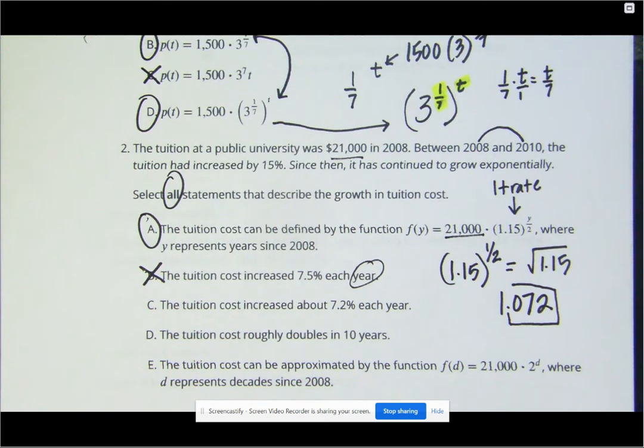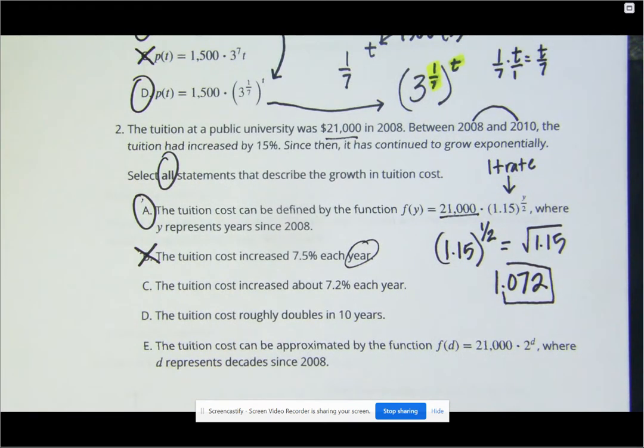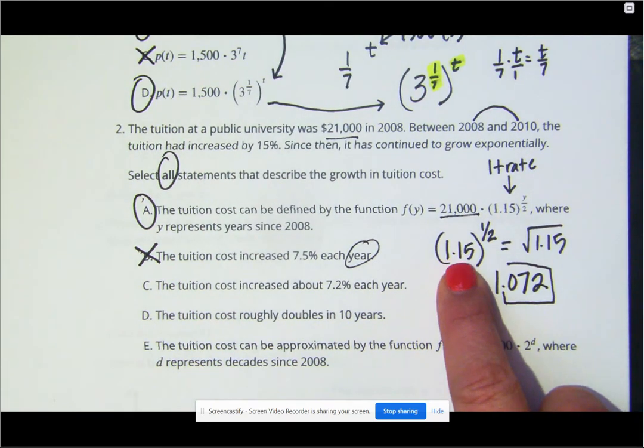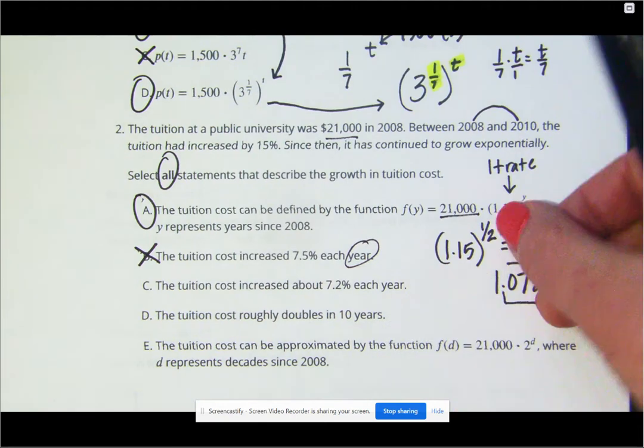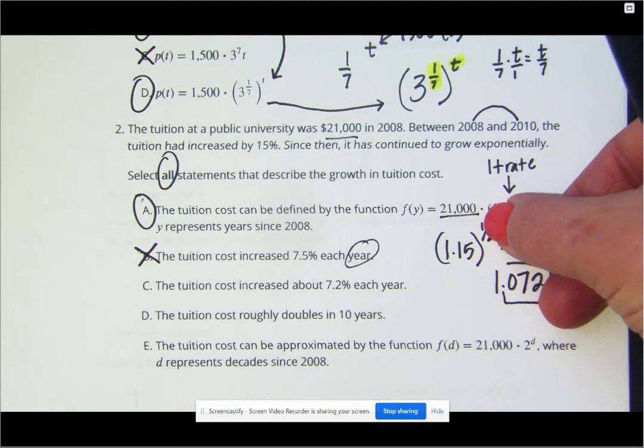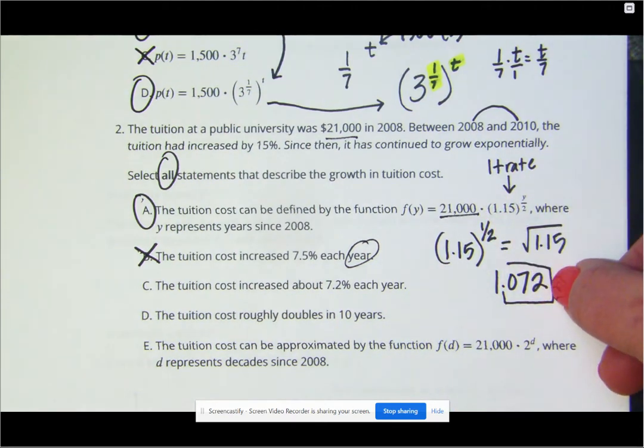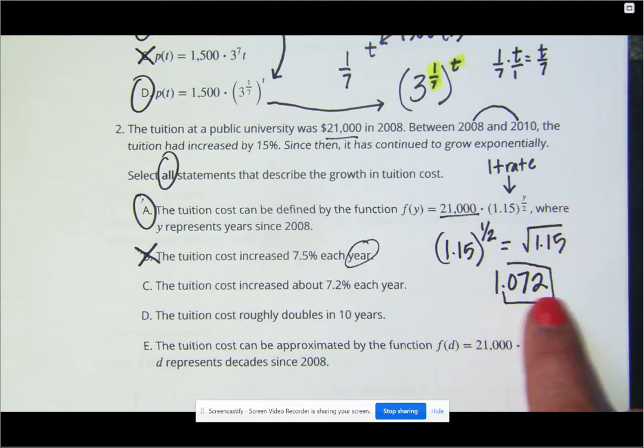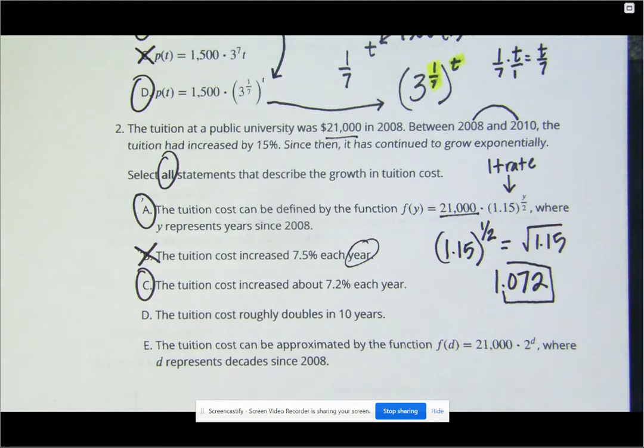And that was very nice because look at the next one. It says the tuition costs increased about 7.2% each year. Yes, that's the correct right answer. I took the growth rate for 2 years and raised it to the 1/2 power because I only wanted one out of those 2 years, and I got 1.072. That's the growth rate right there, 7.2%. The tuition cost roughly doubles in 10 years.